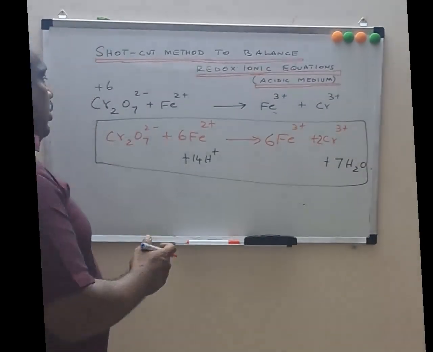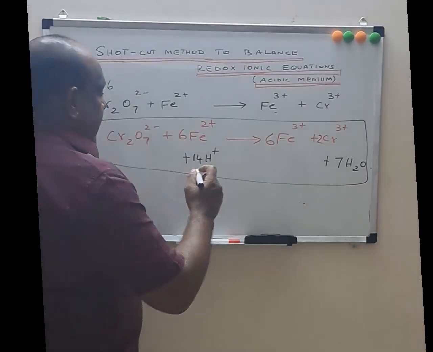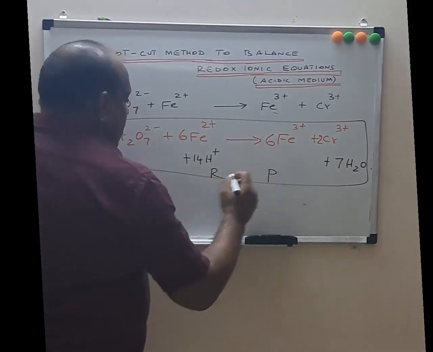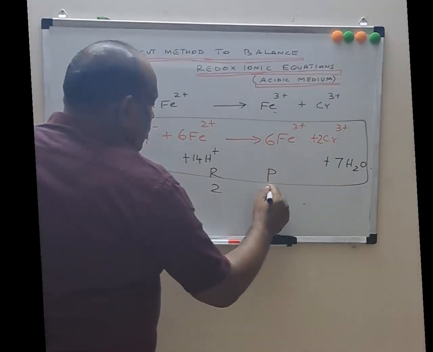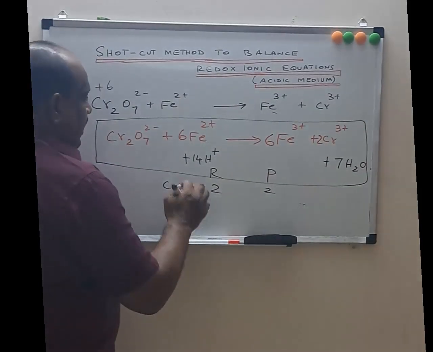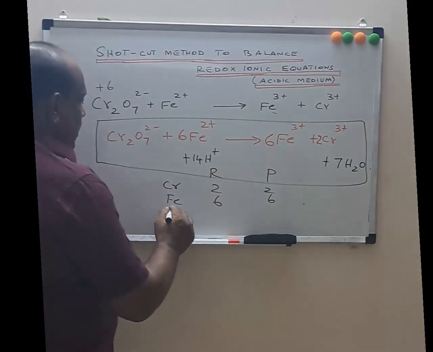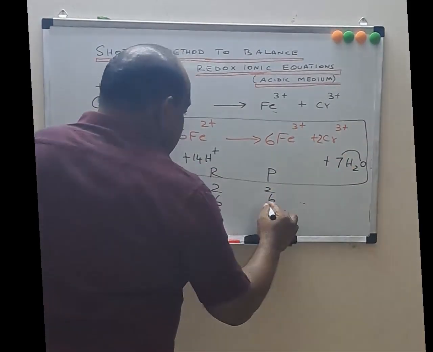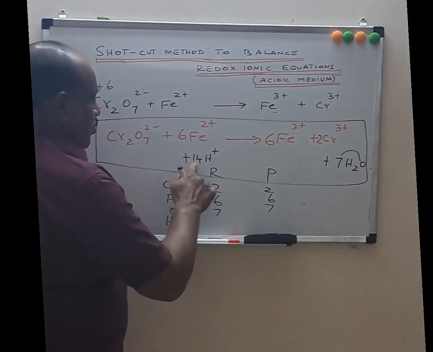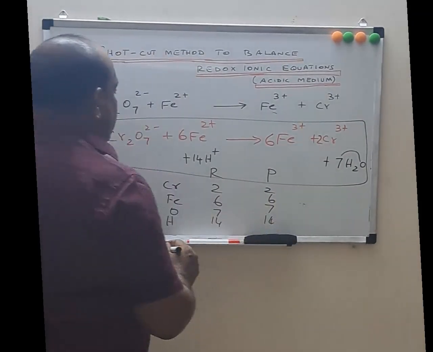If you want to check it, you can check it also. So how do we check? We check like this. Reactants, products. What is chromium? 2. Here it is 2. What is on the right hand side? It is 2. What about iron? It is 6. What about this side? This is also 6. What about oxygen? Here it is 7. Here also it is 7. Hydrogen, this is 14. This also 14. Now coming to the charges.